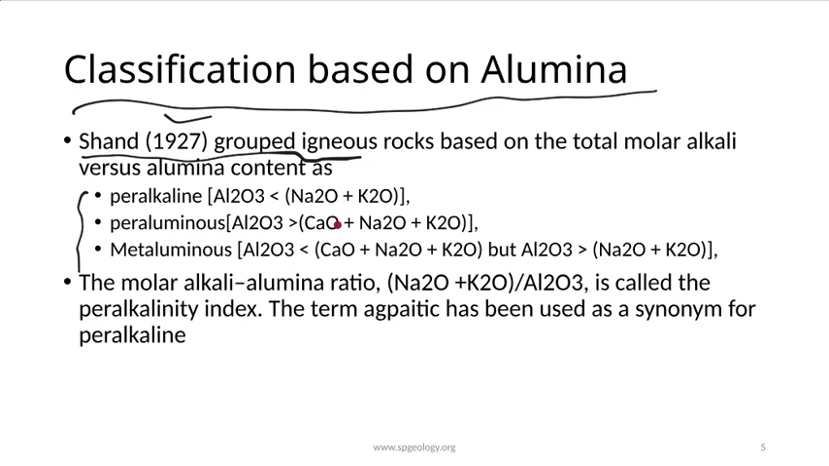For peraluminous, Al2O3 is greater than CaO plus Na2O plus K2O. For peralkaline, the alkali percentage is higher; for peraluminous, the aluminum percentage is higher than Na2O, K2O, or CaO. Metaluminous, where Al2O3 is less than CaO plus Na2O plus K2O, but Al2O3 alone is greater than Na2O plus K2O. If you add CaO, it is less than Al2O3. If you remove CaO, then Al2O3 will be more than Na2O plus K2O. It is metaluminous.